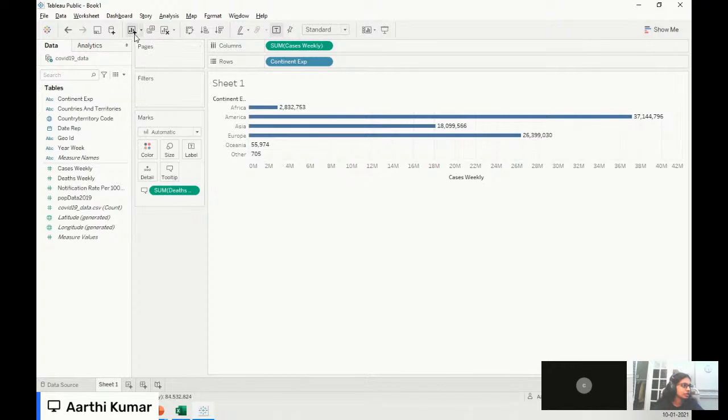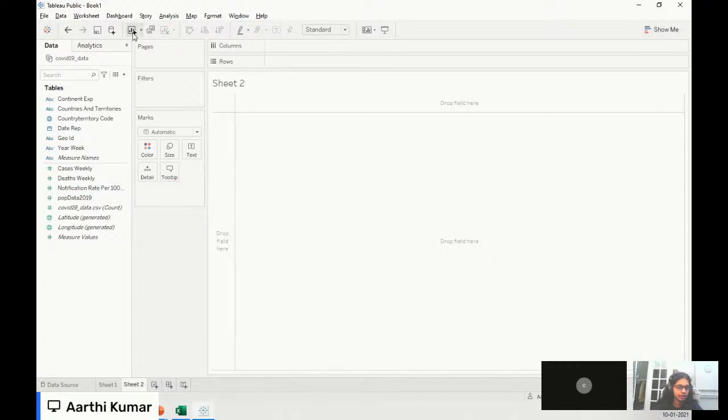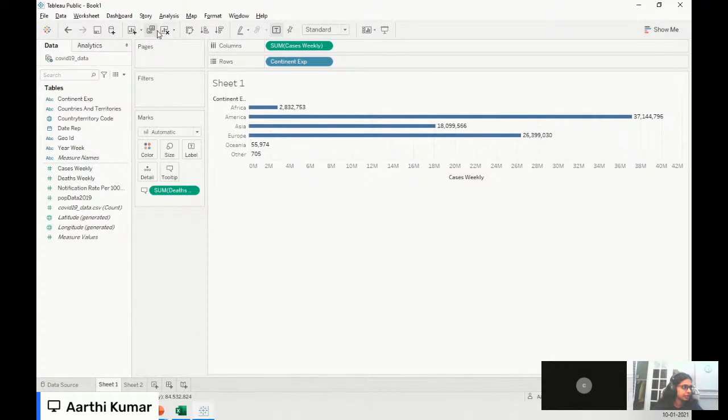And so this is to add a new worksheet. So it's like adding a sheet in your Excel. And similarly here, you will see the option to add a new dashboard or story point. We will come to that later. And this is if you want to duplicate a sheet. Say, for example, here you want to duplicate this, and then instead of the number of cases, you want to plot the number of deaths, right? So you just override it by dragging and dropping on that. So yeah, Tableau is that easy.